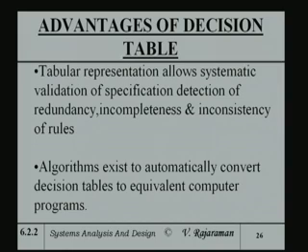As I said, very often rules grow over time, and because they grow over time, there is always a contradiction between something which is said earlier or something which is said later, and these contradictions are to be avoided. Also, in some cases rules are not stated, that is called incompleteness. In the case of decision tables, algorithms exist to automatically convert decision tables to equivalent computer programs, and also algorithms exist to check for ambiguity in tables.